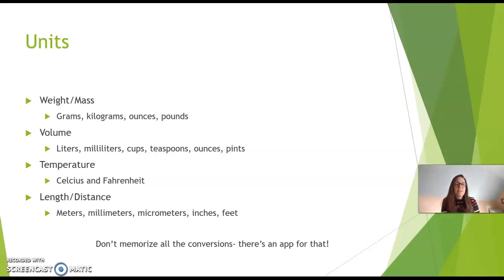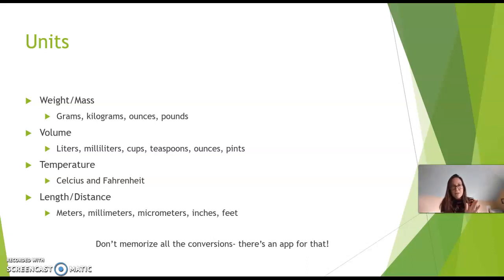Length and distance, basically the same thing here. In the metric system, we use meters and millimeters, centimeters, some of you may be familiar with. Micrometers, now I mentioned micrometers, that's a teeny tiny distance. So that's 1/1000th of a millimeter, and it's microscopic. However, you might use micrometers to measure things like trichomes. Other types of measurement in English, we use inches and feet and yards.